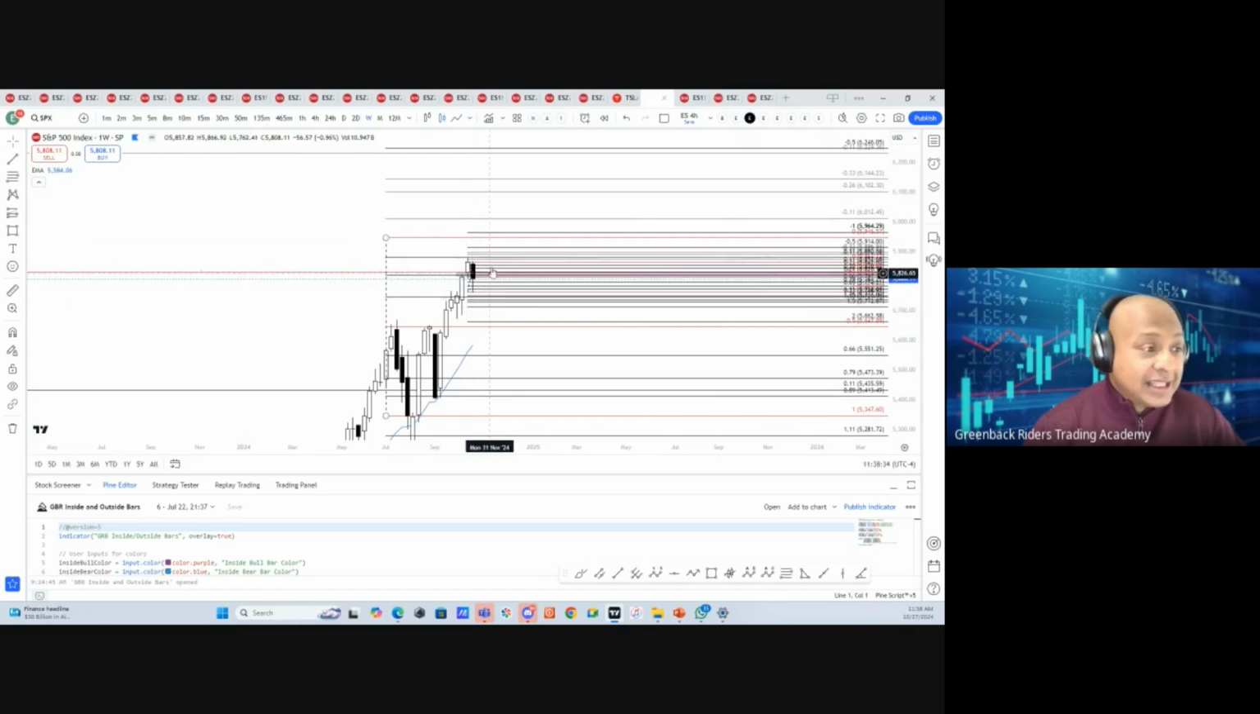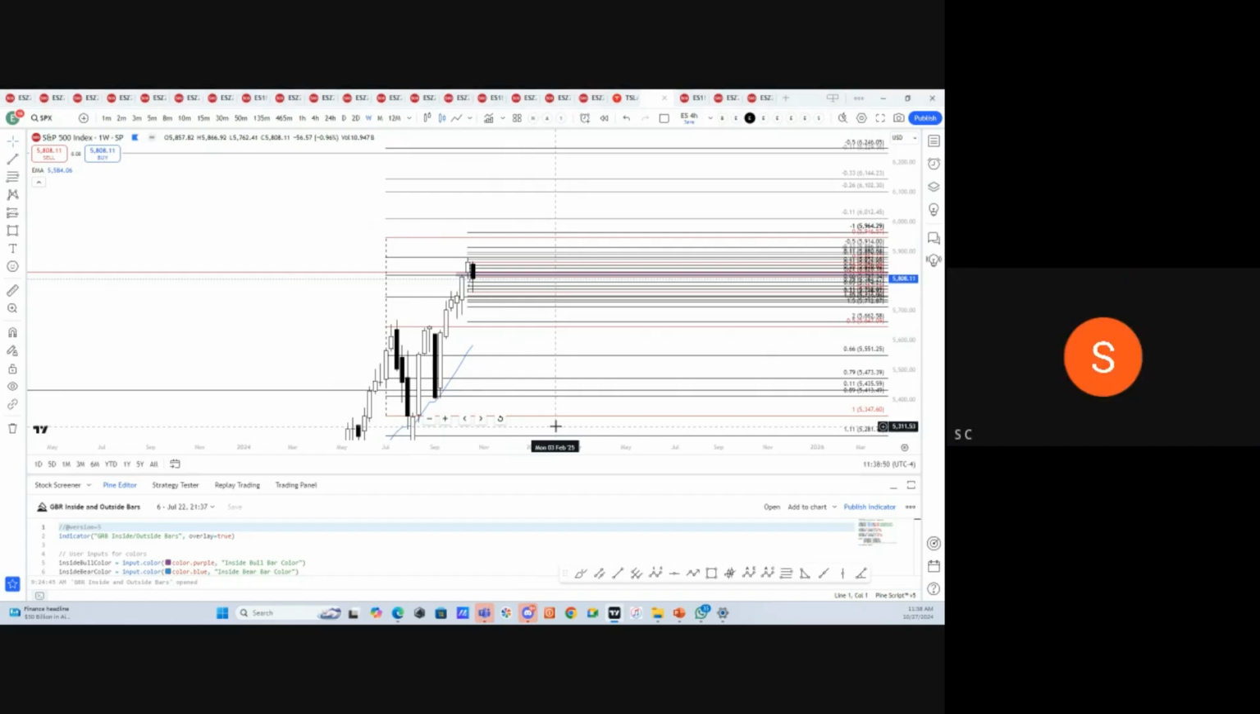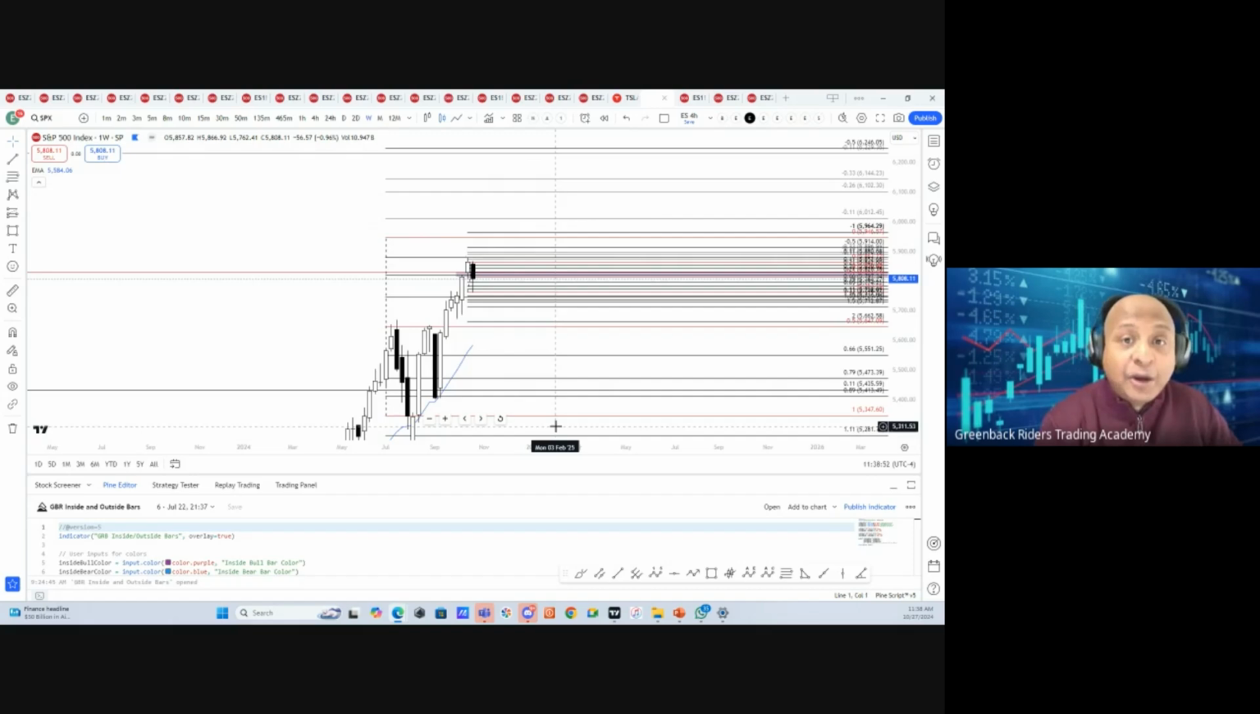Now we will see if this forms a final flag, goes up to the 6,000 area, and then starts dumping. So that may become the final flag at that point of time, and we will get that fourth leg to the upside, and the market will stall there and come back down. So this is how the market moves. But when it comes back down, it is not that it's going down forever.